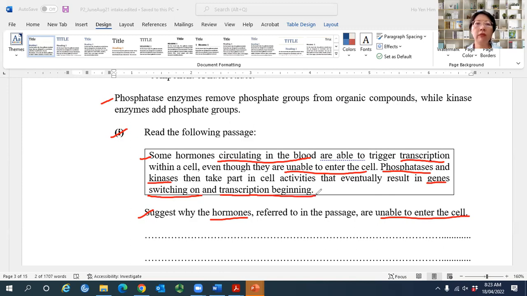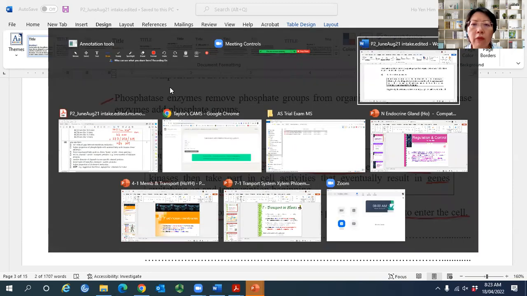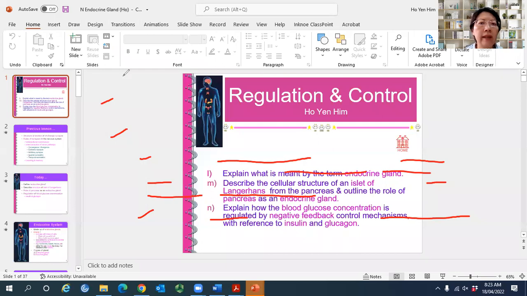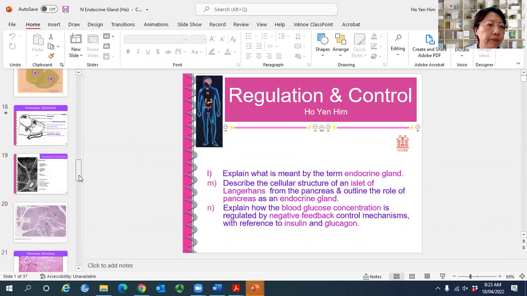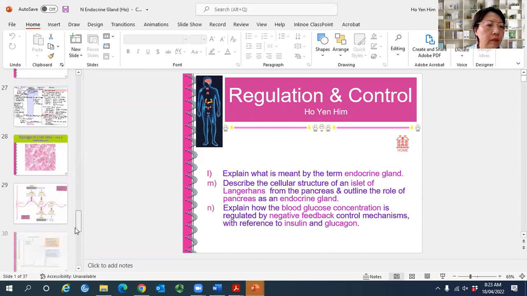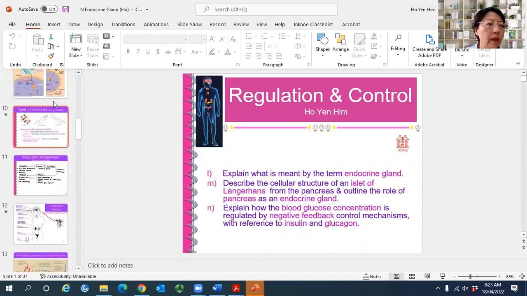So there are two types of hormones. Here you need to learn this and know it very well. There are two types of hormones. So I'll show you the endocrine gland slide first, okay? Okay, here.